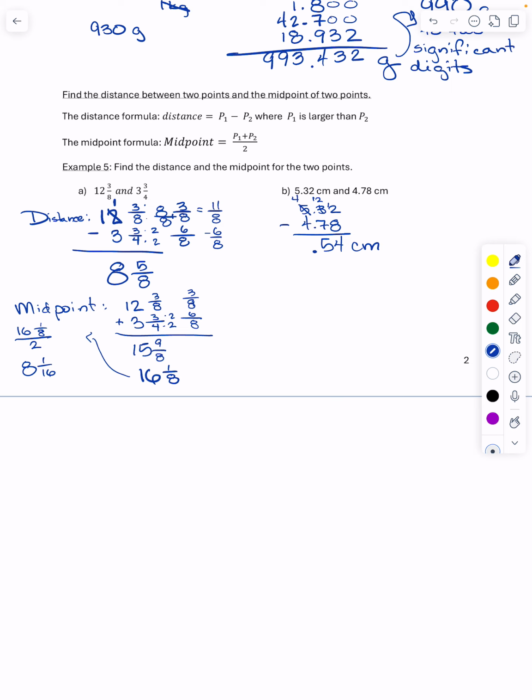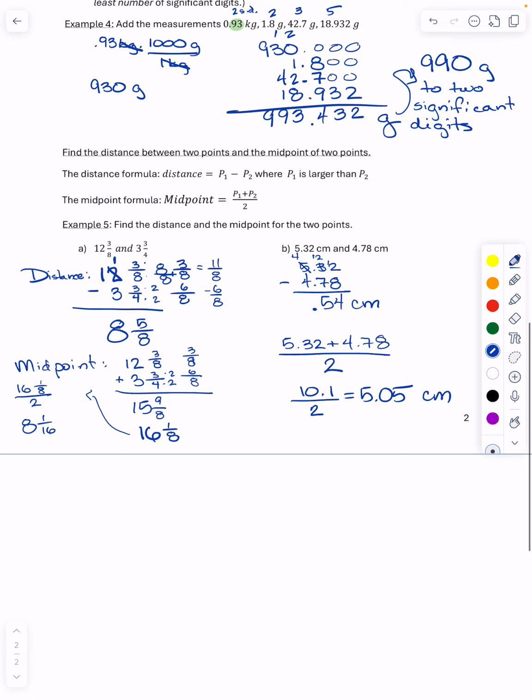To find the midpoint, we're going to add these two and divide by 2. And notice here I am being better about using the formula. It gets kind of confusing when we try to write that formula with all those fractions. If we're doing this one step at a time, I get 10.1 divided by 2, or 5.05 centimeters. That is going to be the point directly in between the other 2 points.